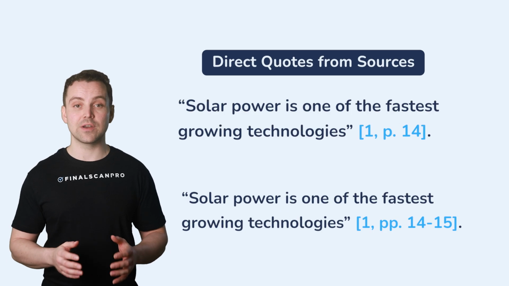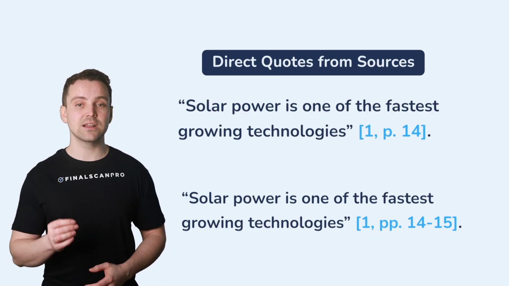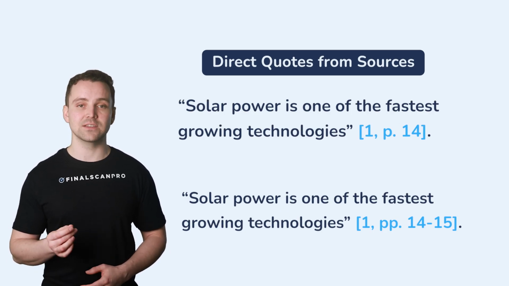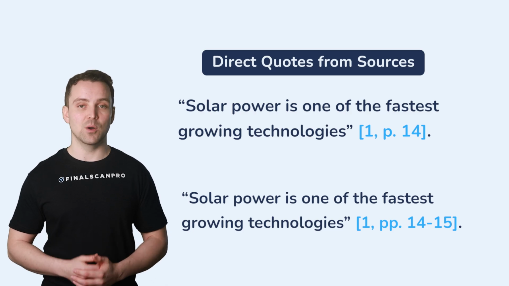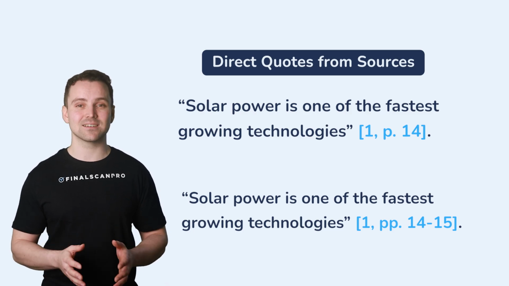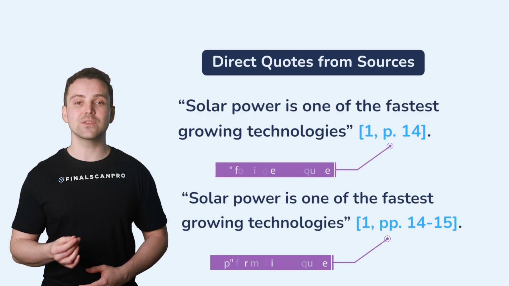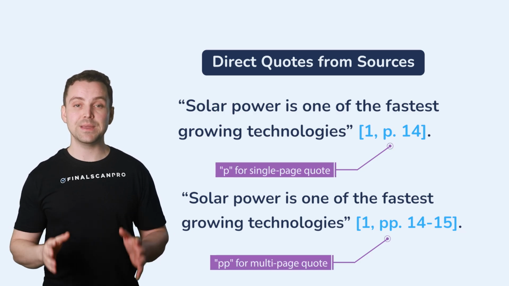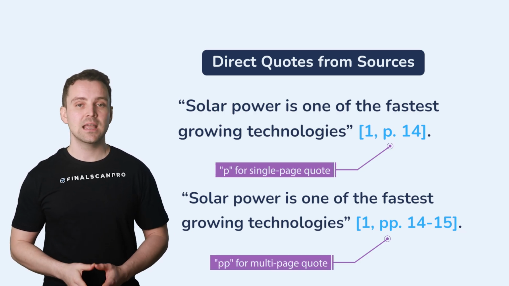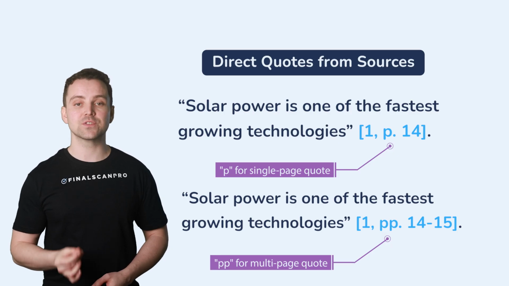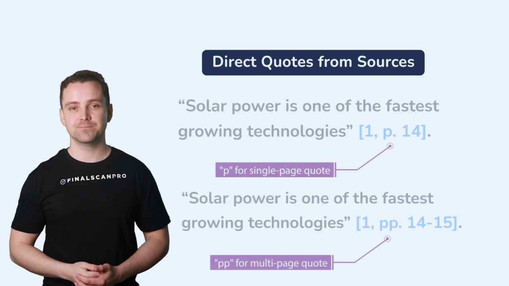If you're using a direct quote from a paper, you must include the page number when citing the source. In this example, we've used the text exactly as it appears in the paper, so the page number is included in the citation. Use p. for a single page quote and pp. for quotes that span multiple pages.